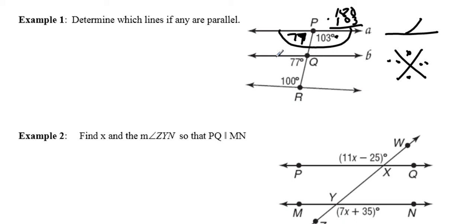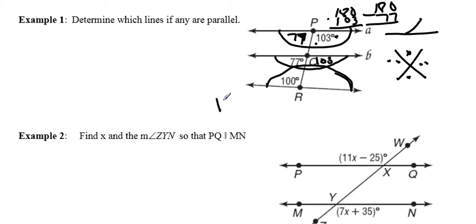Okay? I'm going to do the same thing here. I'm going to find the linear pair to this angle 77. So I would take 180 and subtract my 77, and what do you know? We get 103. And then up here, or down here, I'm going to do that again. I'm going to take my linear pair.